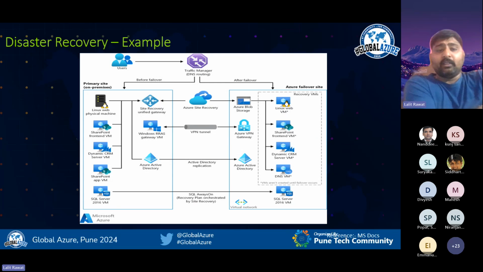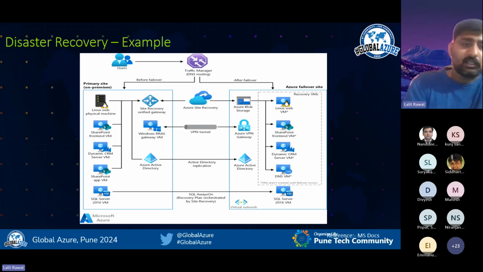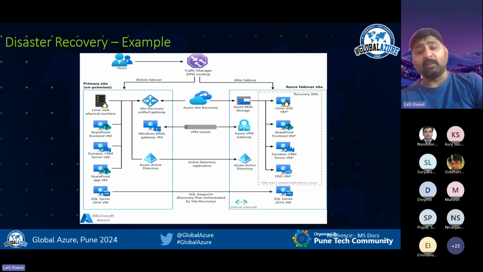Then this is just an example of a DR for normal applications. If you look at your primary infrastructure on-premises, I'll have SharePoint, Dynamics CRM, SQL, and all of those. They are using Azure Site Recovery to replicate to an Azure Blob Storage account, which is called a cache storage account, and then all the VMs get replicated. And from on-premises, you are using a VPN tunnel, which could be your ExpressRoute or a site-to-site VPN, which connects to your VPN gateway, right?